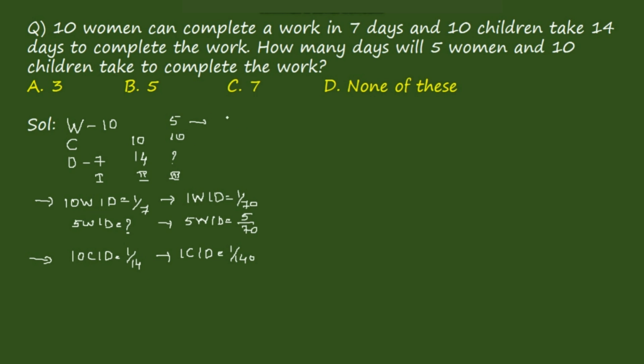Then coming to 1 day work, here 1 day work is 5 by 70, which becomes 1 by 14, as both of them are combinedly working. Then 1 day work of both women and children will be equal to 5 by 70 plus 1 by 14, which is equal to 2 by 14, which is equal to 1 by 7. Then they will be completing the work in 7 days. The answer for this question is option C.